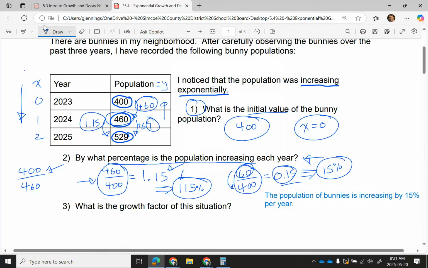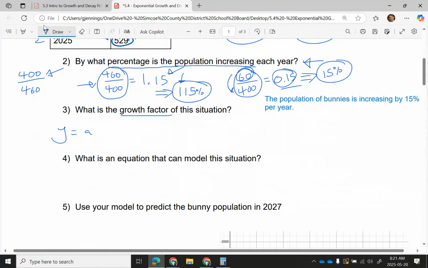Next we're interested in the growth factor of this situation. What this growth factor means is we're going to build an equation that looks like y is equal to a times b to the x. In these types of equations, a is our initial value, the amount of bunnies at time 0, and b is the growth factor. So we want this number b.